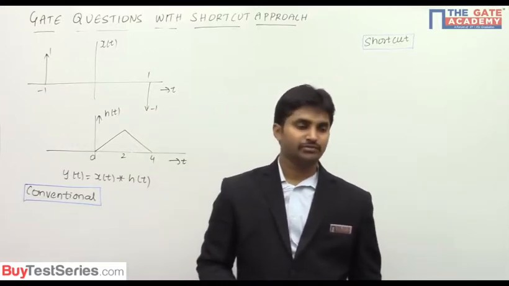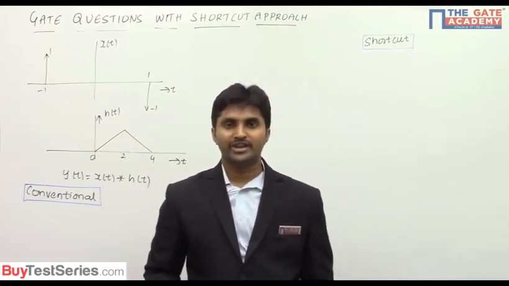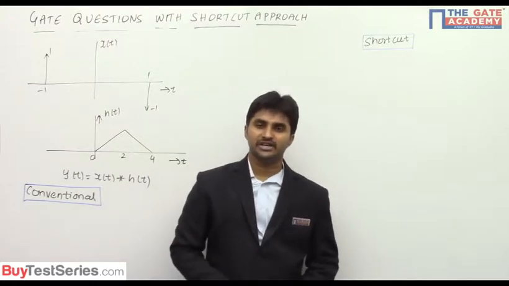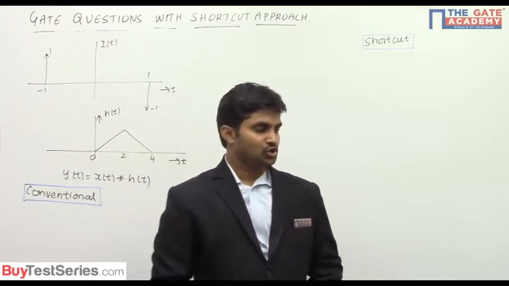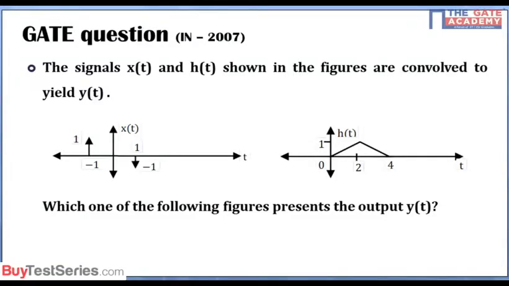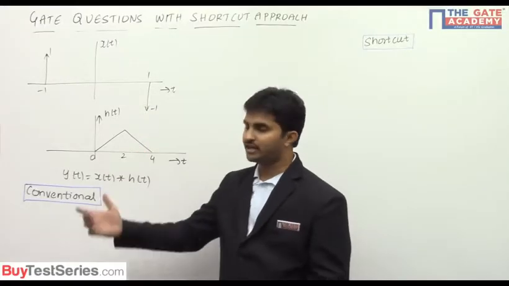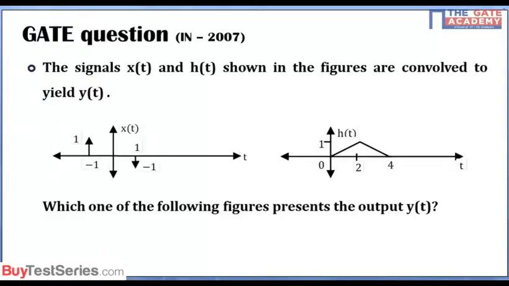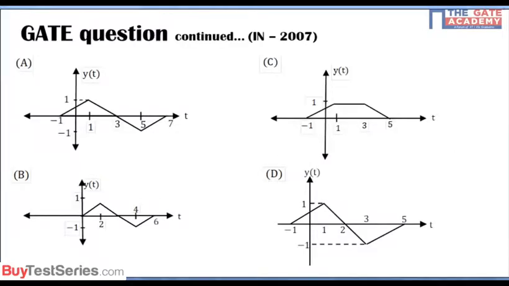This question is from the topic of convolution from the chapter of linear time invariant systems from the subject signals and systems. So here the question is given like this, that if the signals x(t) and h(t) as shown in the figure are convolved to yield y(t). Now which of the following figures presents the output y(t)? So you can see the options are A, B, C and D. Which of them is going to actually indicate the output y(t)?